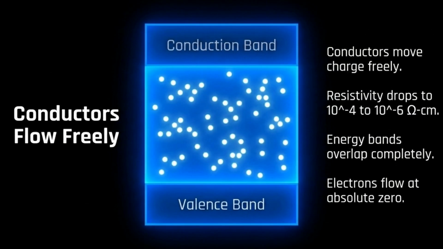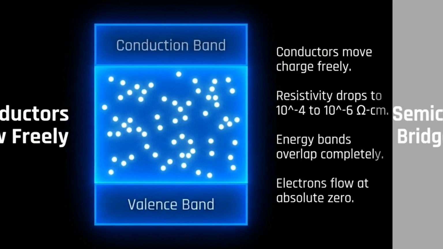Their energy bands overlap completely, meaning electrons can flow even at absolute zero temperature. Their resistivity is very low, from 10 to the power of -4 to 10 to the power of -6 ohm-cm.